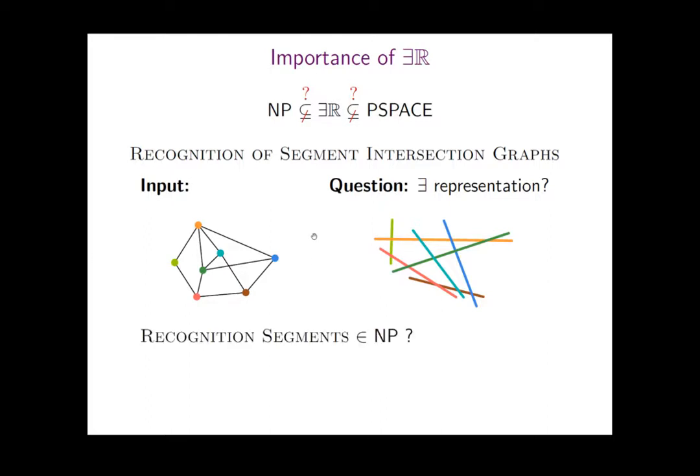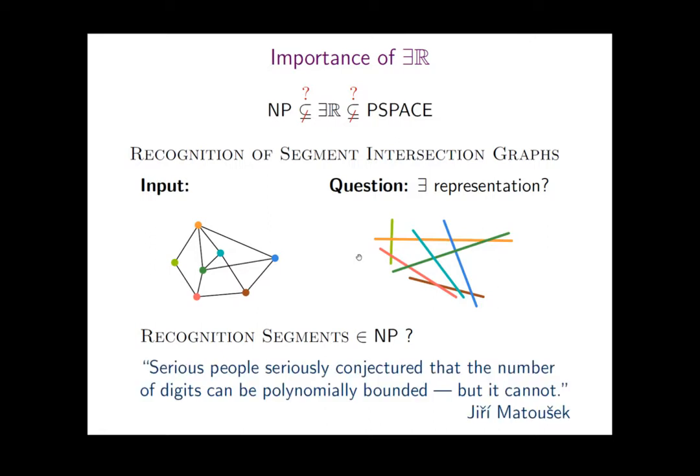And then people obviously considered the question of whether recognition of segment intersection graphs is contained in NP, and the easy certificate would be, well, just place those segments, right? And that's your witness. But then there was a question: do we have natural numbers as coordinates? You can wiggle a little bit and get rational coordinates, and then with some scaling you get integer coordinates. But then the question is, how large might these coordinates be? And to cite Jirka Matoušek, serious people seriously conjectured that the number of digits can be polynomially bounded, but it cannot.